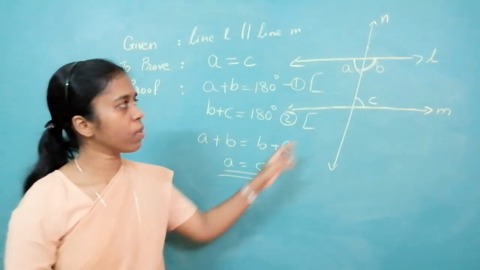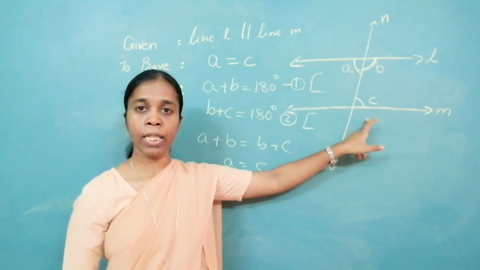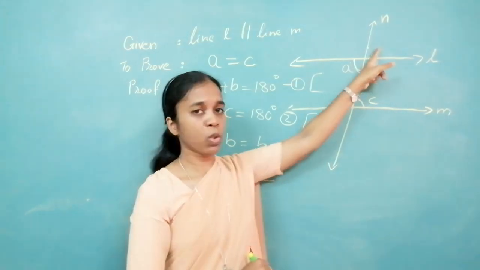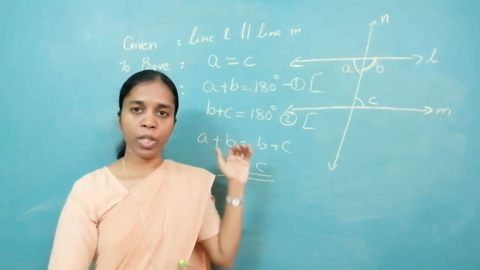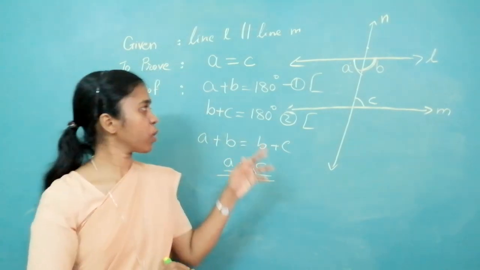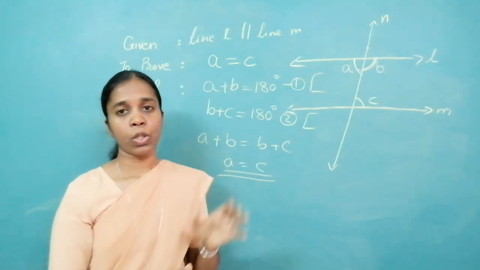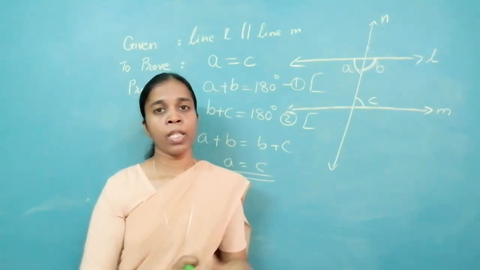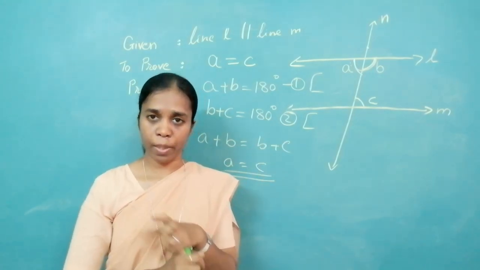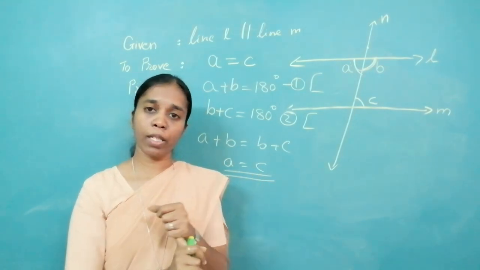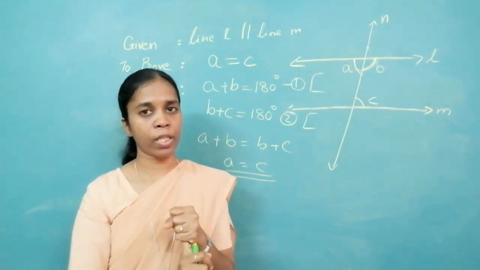In this case, where is my A? A and C are alternate angles. Previous case, where was my A? It was over here. They were the corresponding angles. Okay. In both the cases, steps are similar. We are using the same properties, linear pair and interior angles. So far we have learned three theorems. The lines are parallel, interior angles are supplementary, corresponding angles are congruent, alternate angles are congruent. Okay.